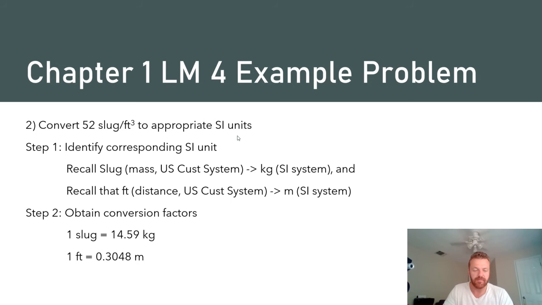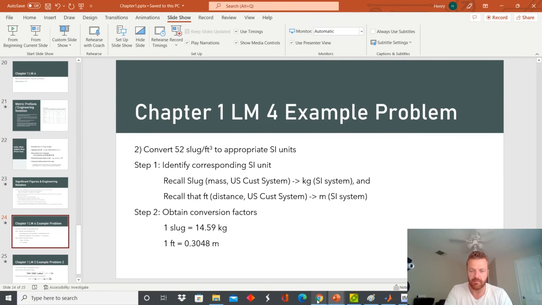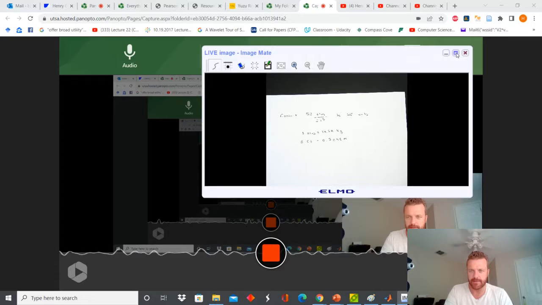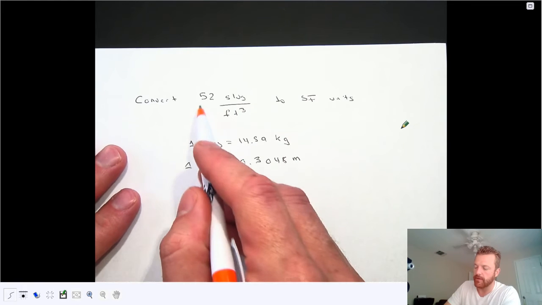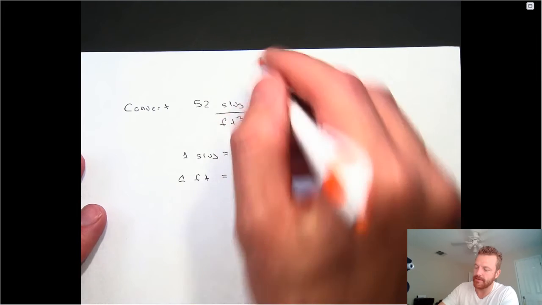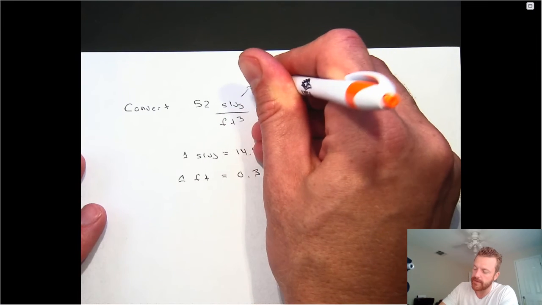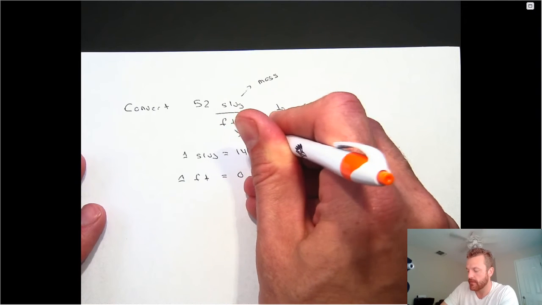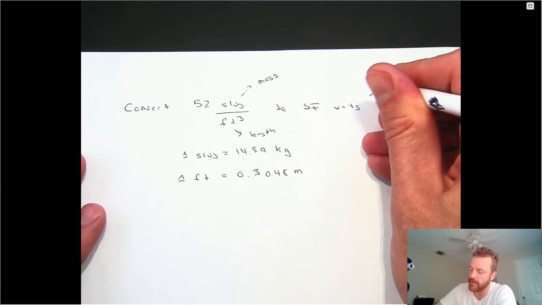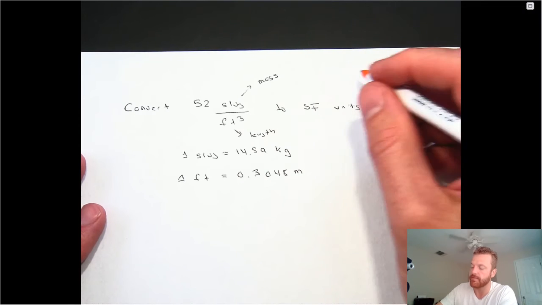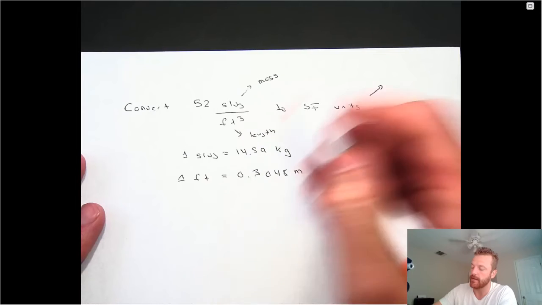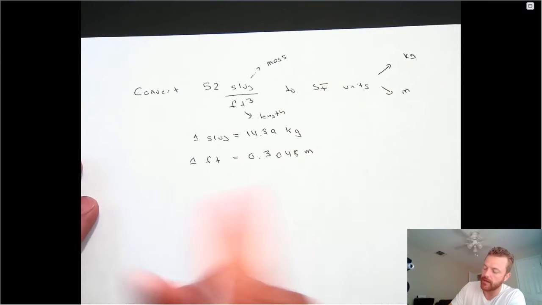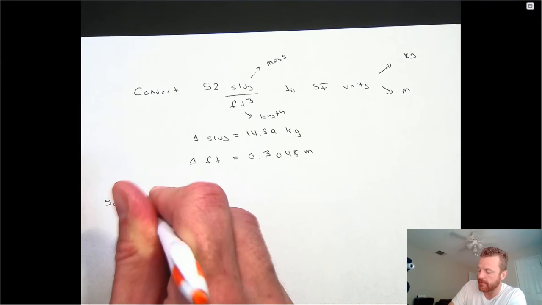So how do we go about solving this problem? Well, it's similar to the one that we did in the prior learning module, in the sense that we basically have to just do some dimensional analysis to get the quantity that we're given, 52 slugs per cubic feet. Remember, slugs is the U.S. customary unit of mass, and feet is the U.S. customary unit of length, to SI units. So I'm just going to write here what the corresponding SI units are for mass and length. And of course, we all remember that those are kilograms and meters.